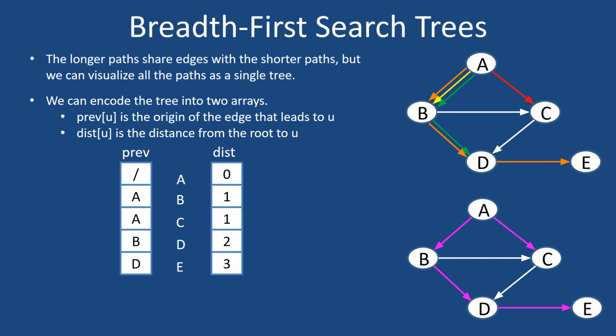So we could dispense with distance. It turns out you need this information as you're doing the algorithm, and it's useful to have it later, so we'll just keep it around. It's kind of a pain to reconstruct it every time you need it. Okay, so there we have the kind of output we want for breadth-first search.